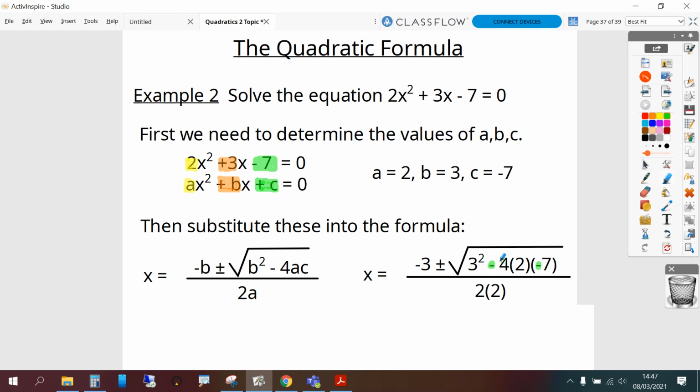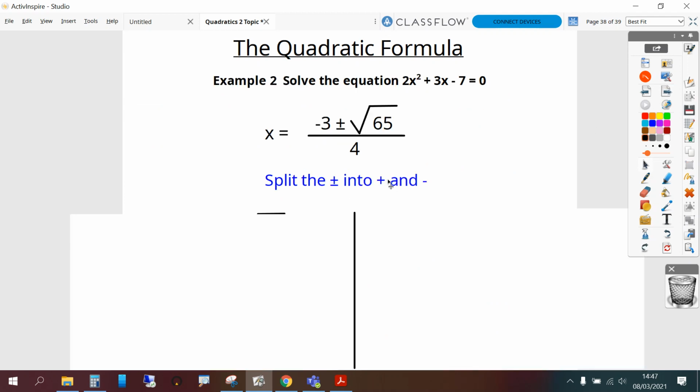So you can either think about the 4 being negative 4, or you can just think about this as being a takeaway. So 4 times 2 times 7, that's 56. But we've got a negative there, so that's negative 56, but we're taking away a negative 56, so that means we're adding on 56 to the 3 squared, which is 9. So that gives you 65 underneath the square root, and on the bottom it's 2 times 2 this time, so it's 4.